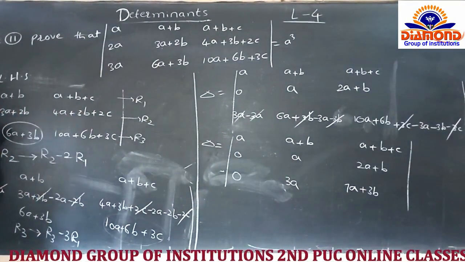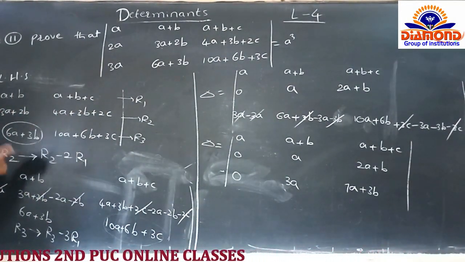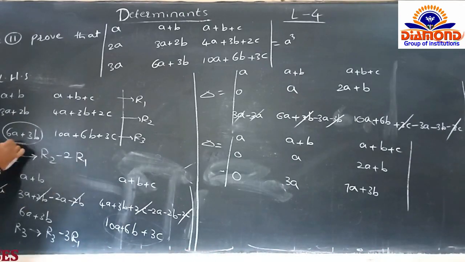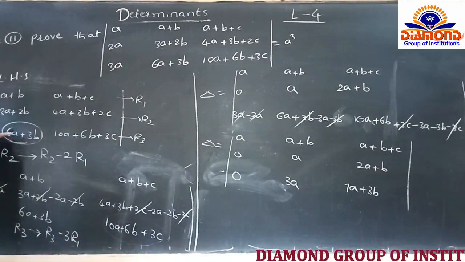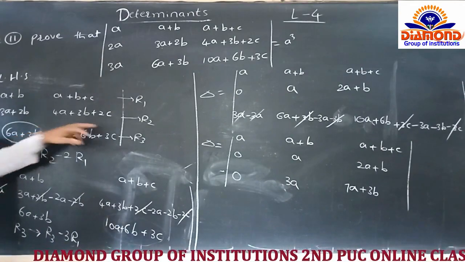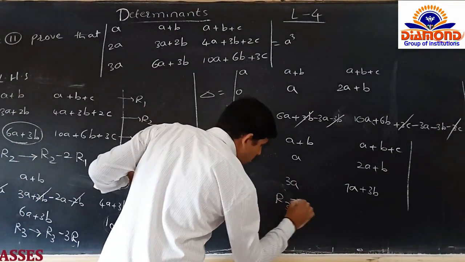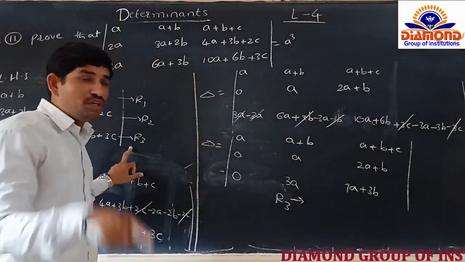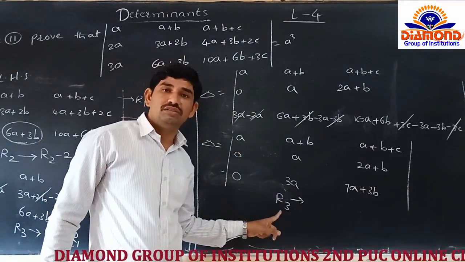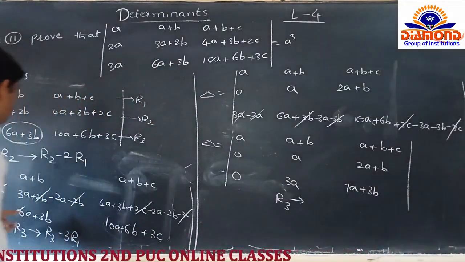See here, our target is: 1, 2 places we got the 0. Now what is our target? Again, we should get this place as 0. This place we should get 0 in this. Is this the element present in R2 or R3? Sir, R3. Means immediately we have to write here R3 tends to. Sir, when we are doing the operation, first we have to write that. Yes, sir.